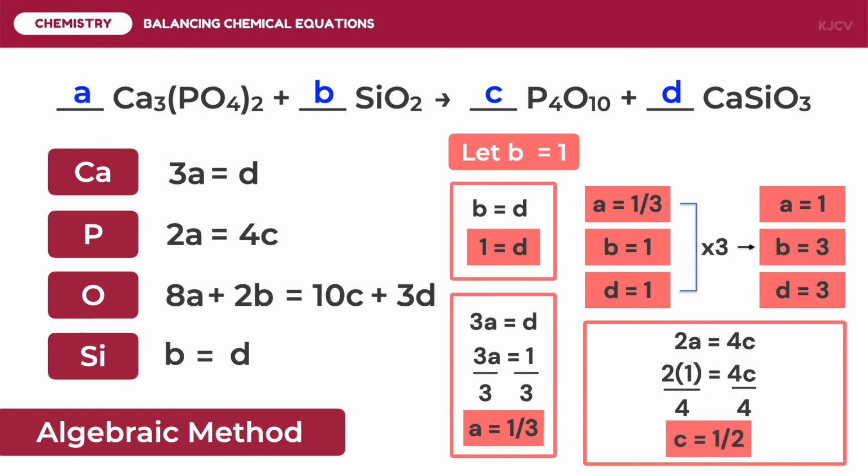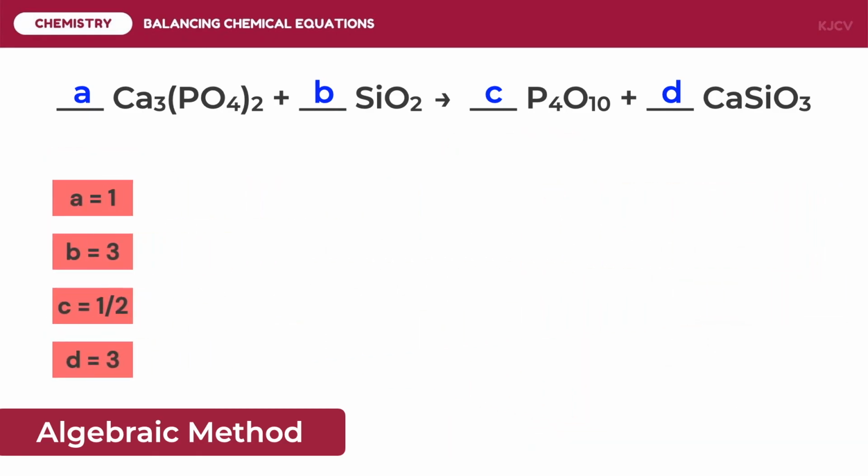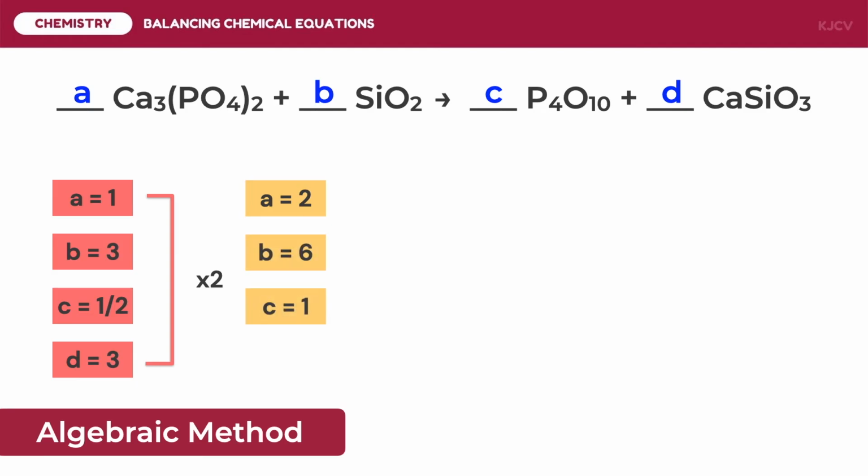Since we have another fraction, we need to omit it again. Thus, we multiply all variables to the denominator of the fraction. Thus, we have A is equal to 2, B is equal to 6, C is equal to 1, and D is equal to 6. Since we have already completed the variables, we can now substitute the temporary coefficients with the values and check if the elements are balanced already.